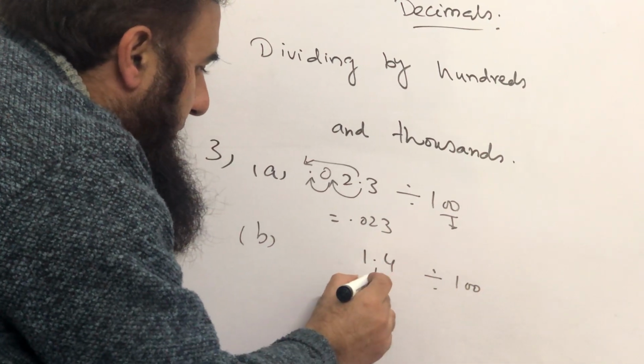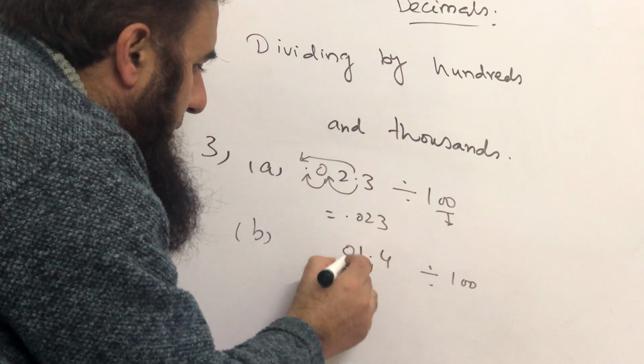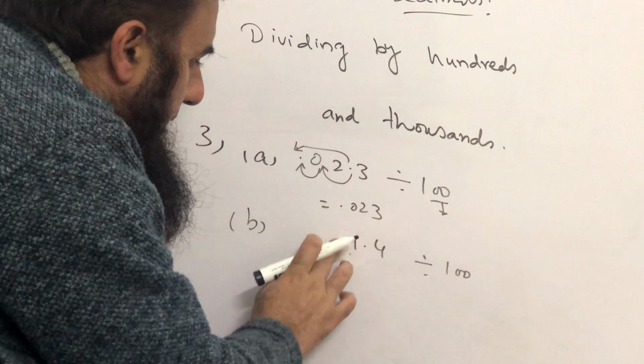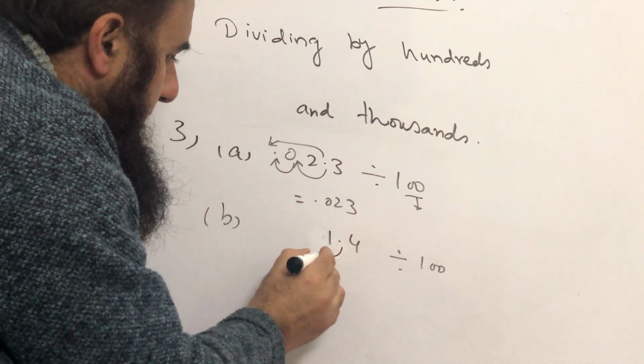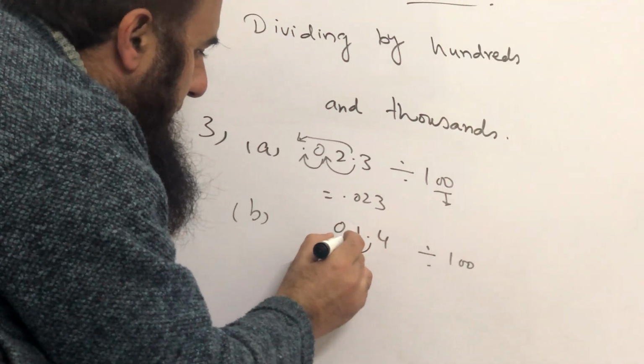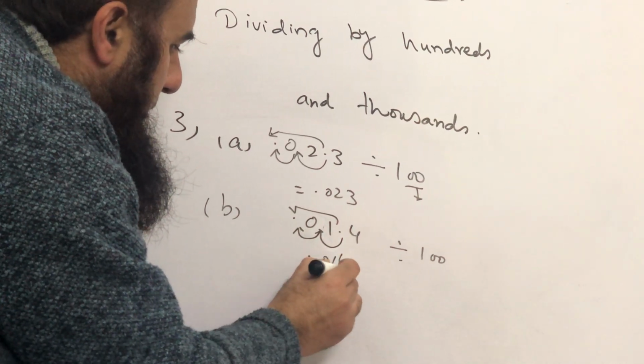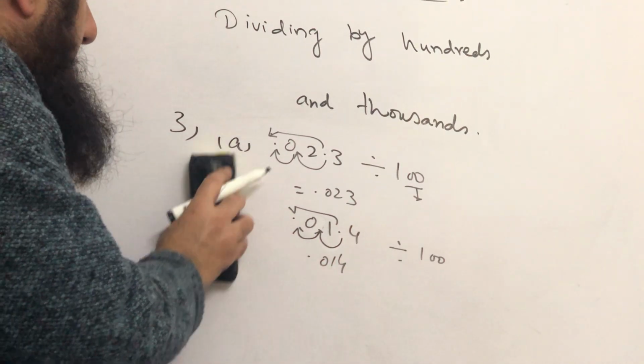Part B is 1.4 divided by 100. So again we need to shift it to the left side twice. From here it is shifted one time, then put zero, then it is shifted here two times, okay, so it comes here 0.014. This is the answer for part B.